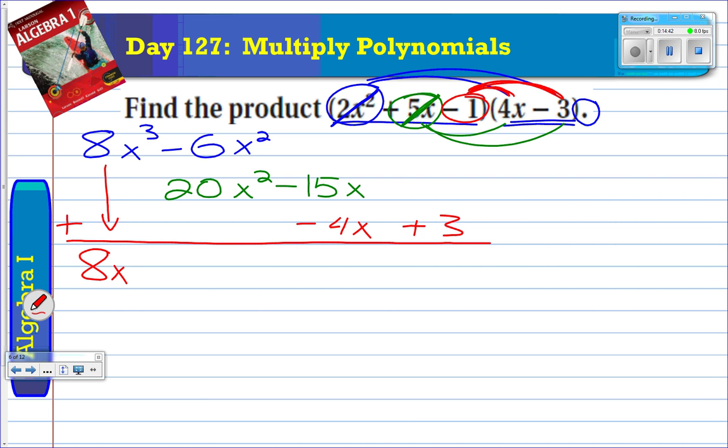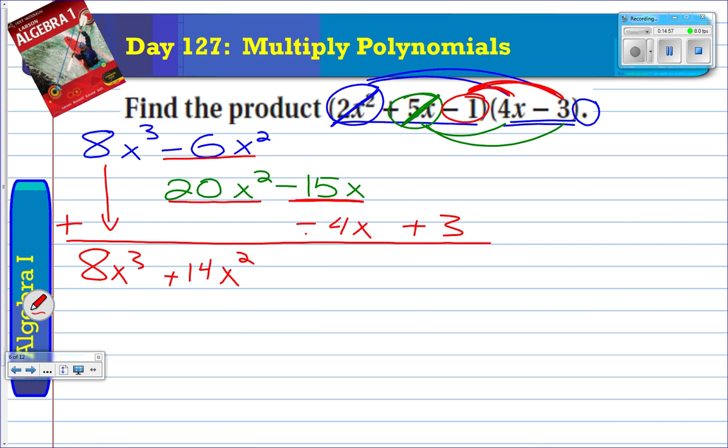8x cubed, negative 6x squared, plus 20x squared. Well, that's negative 6 plus 20, which is going to be 14x squared. It just really helps you organize your like terms.